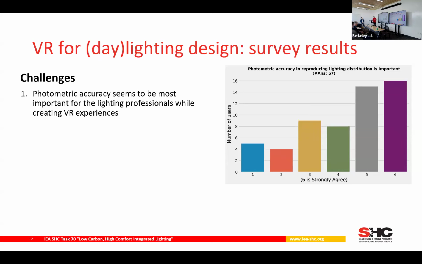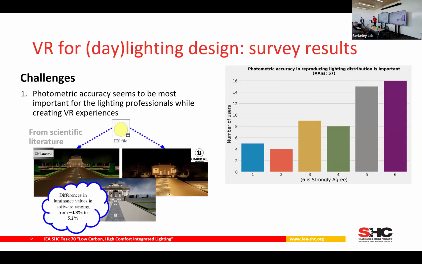What we obviously heard from the lighting experts is that they think the photometric accuracy used in VR would be quite important. And here we have an example from Michelangelo Scorpio, who is sitting over there, who is also using VR in his research, and we can see that this is again about photometric accuracy, that it is one of the crucial elements.